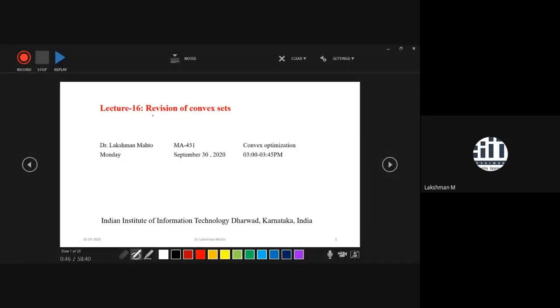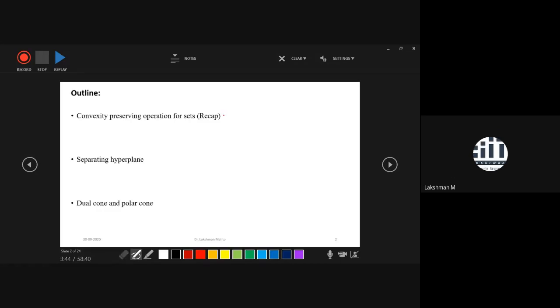So today we'll discuss again further revision of convex sets, and the processes through which we can establish convexity of a set. So first, we are going to discuss a few recaps regarding operations. There are a few existing operations which preserve convexity of a set. So it is very much essential.